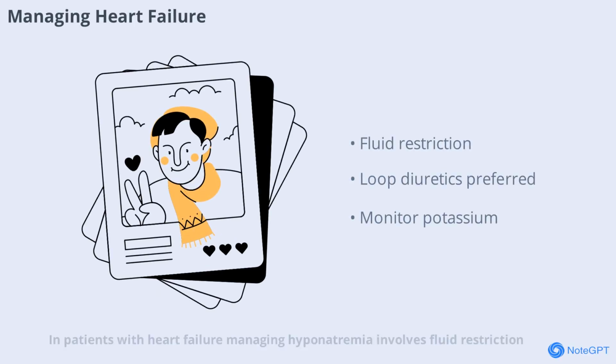In patients with heart failure, managing hyponatremia involves fluid restriction and diuretics to control fluid overload. Thiazide diuretics should be replaced with loop diuretics if needed, and vaptins are generally avoided due to the risk of worsening hypovolemia. Potassium supplementation may be necessary if levels are low.